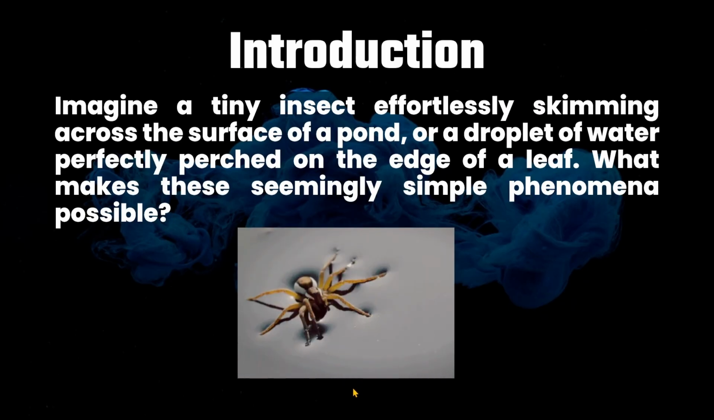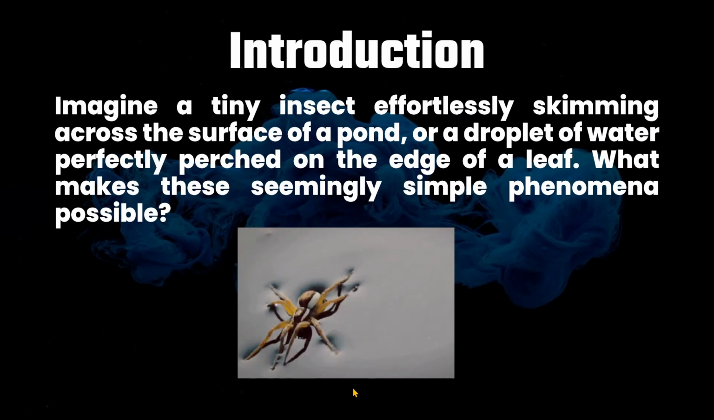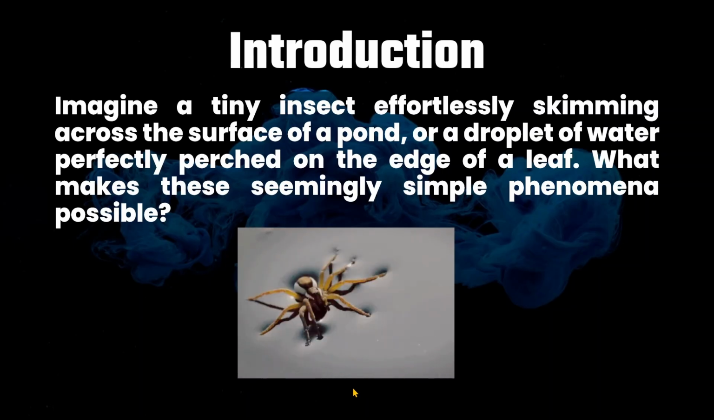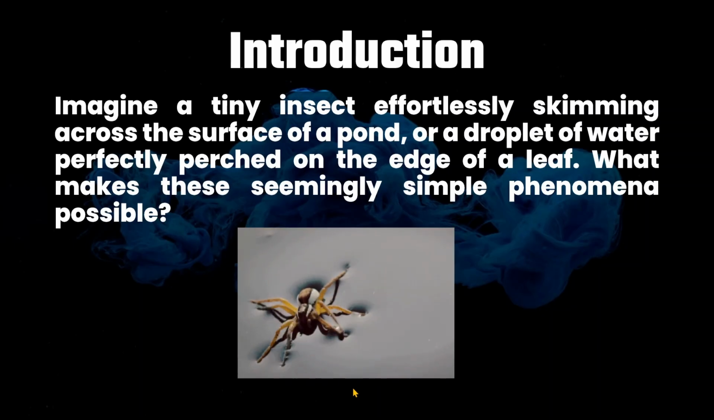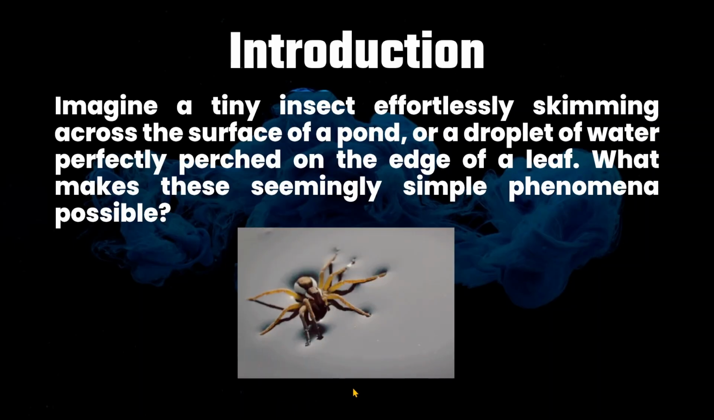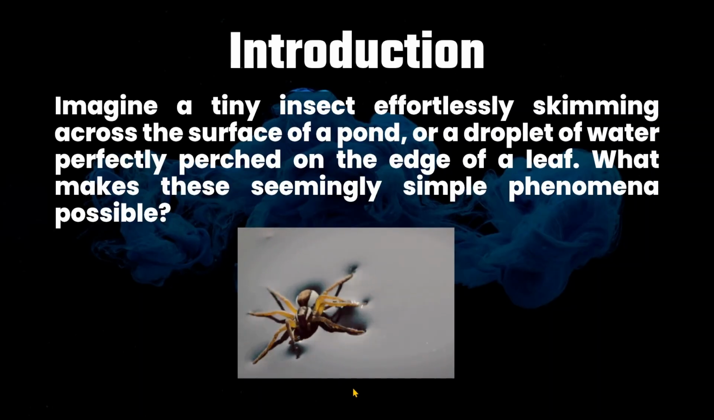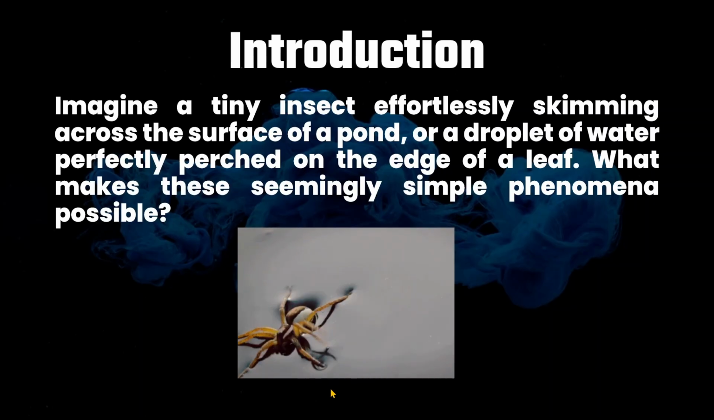Imagine a tiny insect effortlessly gliding across the surface of a pond, or a droplet of water perfectly resting on the edge of a leaf. Have you ever wondered what makes these simple yet fascinating moments possible? It all comes down to two special properties of water: cohesion and adhesion. Let's explore what these two terms mean and how they make water behave in such unique ways.